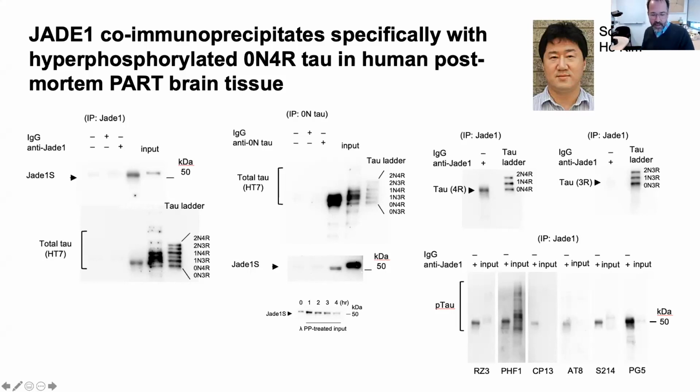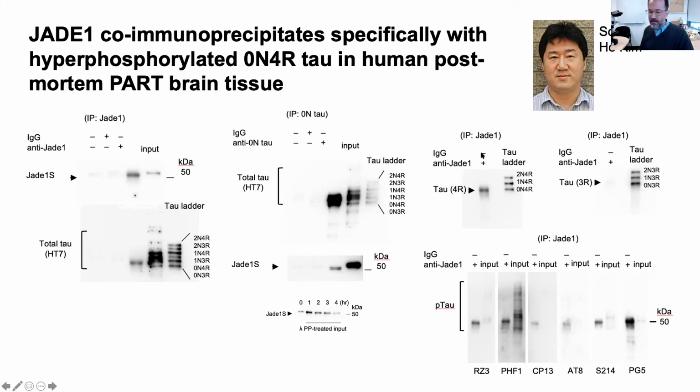These 2 bands here, by the way, in the control, the input and the IP have different sizes, because JADE1 gets phosphorylated and it loses its phosphorylation, which we showed here after the IP. And so we think these are the same band, even though they're migrating at slightly different sizes.